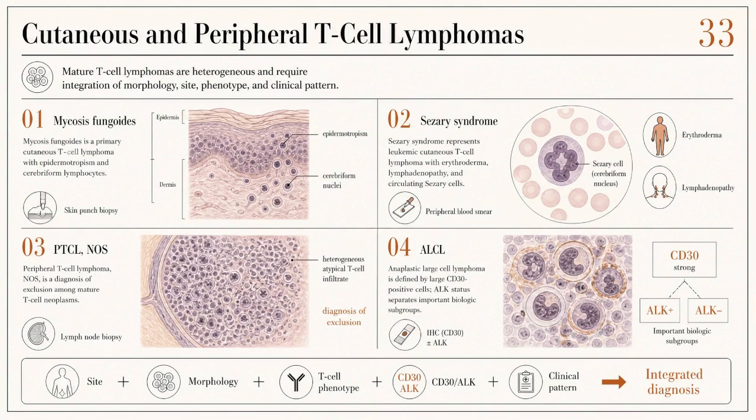Cutaneous T-cell lymphomas, particularly mycosis fungoides and Sézary syndrome, represent a unique subset of mature T-cell neoplasms that primarily involve the skin and peripheral blood, respectively. These diseases underscore the critical interplay between morphology, immunophenotyping, and ancillary testing in establishing a definitive diagnosis. From a histopathologic standpoint, mycosis fungoides is characterized by an infiltrate of neoplastic T cells with distinctive cerebriform nuclei that exhibit convoluted, brain-like contours. This nuclear morphology is a hallmark feature that histotechnologists must recognize during microscopic evaluation.